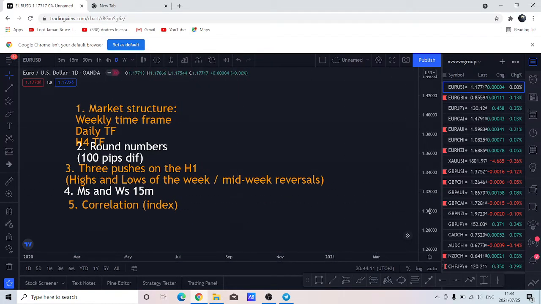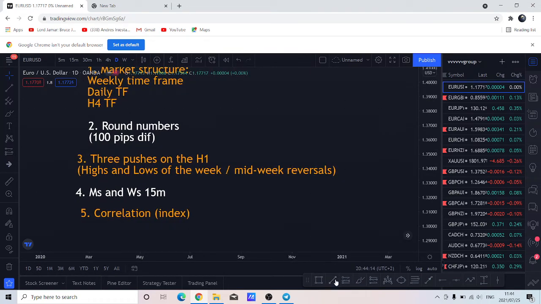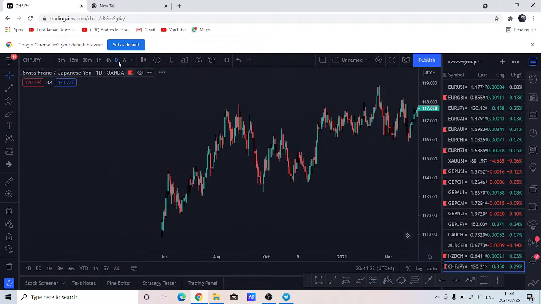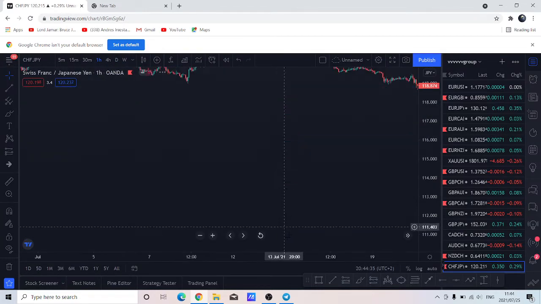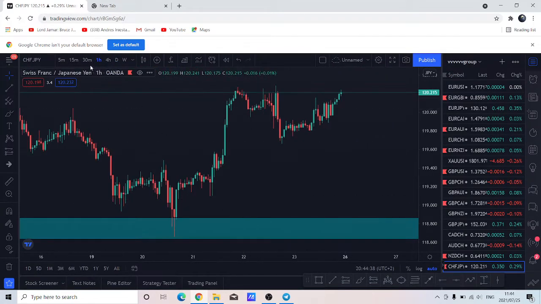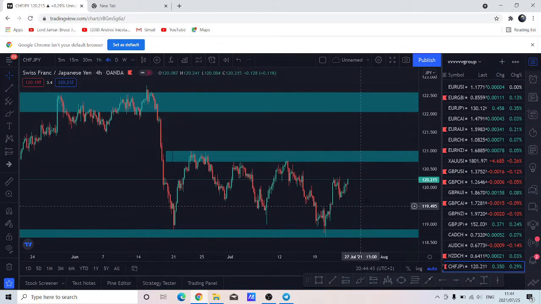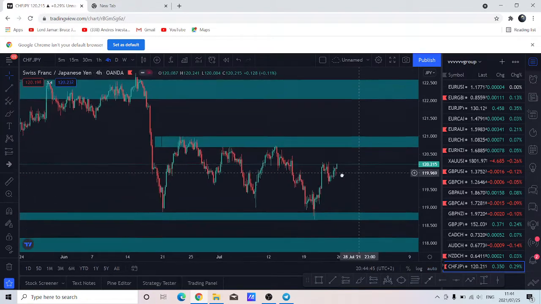Okay, so step number 2, we need to come here. We need to look at this. We need to look at the round numbers, and the difference must be 100 pips. So let's go back into our CHF JPY, and remember we look at these round numbers on the H1. Sometimes I look at the H4 if I see a clear picture.